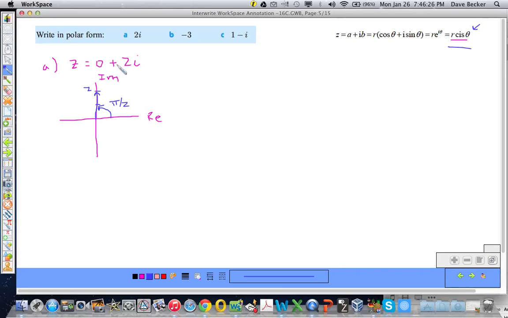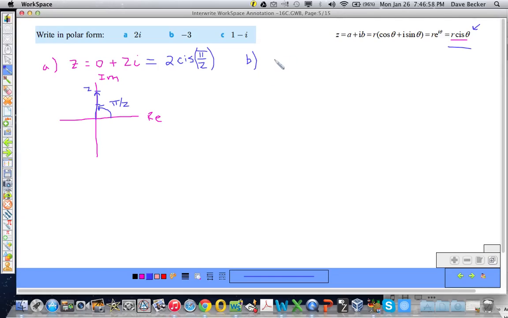So z is equal to 0 plus 2i, which is 2, the magnitude of z, right? Or the modulus of z, sorry, same thing: the square root of 0 squared plus 2 squared is 2. So this becomes 2 cis pi over 2. How about them apples? Right there. Same idea with b.